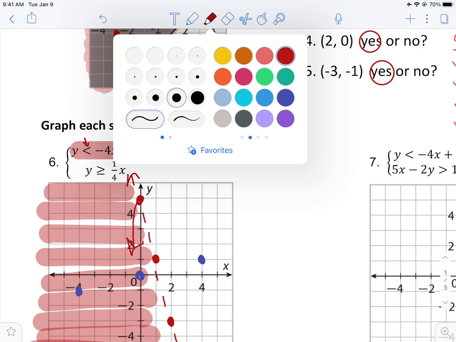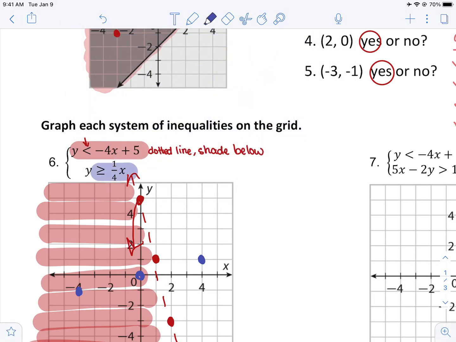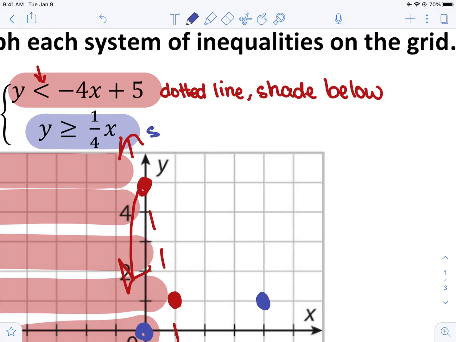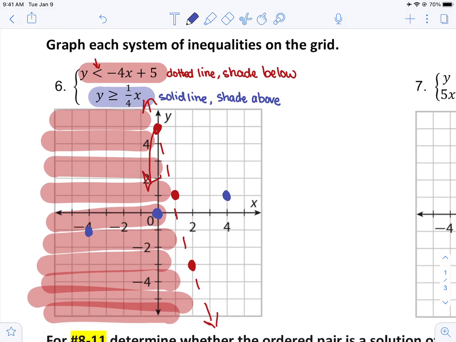I'm going to look at my line or my equation, or I guess it's technically an inequality. So looking at this, I have a solid line and it's opening up towards the y, so I'm going to shade above. So I'm going to connect my points. That line was not a very good line. There we go. Okay. And again, I want to shade above, so I'm going to go up. So this is going to be my shaded area.